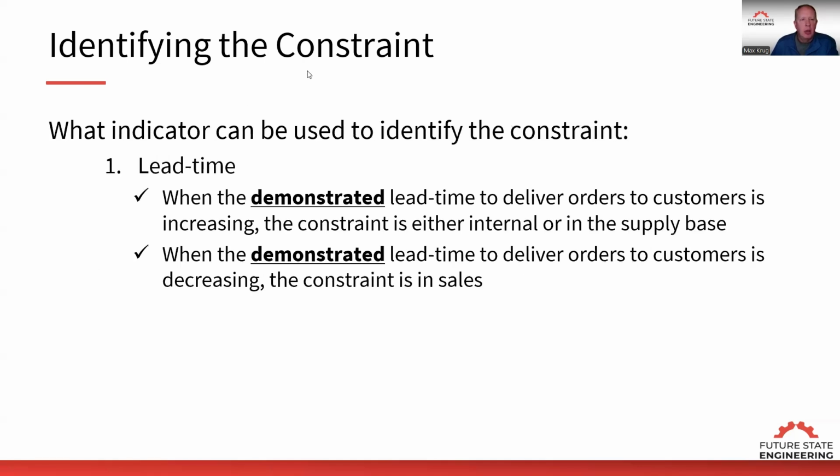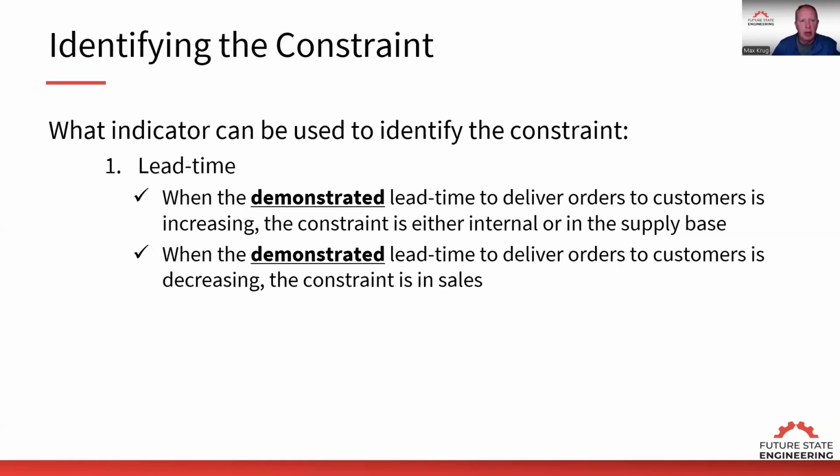So next, what are the indicators that can be used to identify the constraints? So we're going to look at lead time. So lead time is the key characteristic, key performance indicator we want to look at. So when the demonstrated lead time, so that's your ability to actually deliver, not what you're promising to the customers, not what the salespeople are promising to the customers, but our demonstrated lead time. So when we receive an order, when did we ship that order? So tracking the time that we receive the order till we ship the order is your demonstrated lead time.